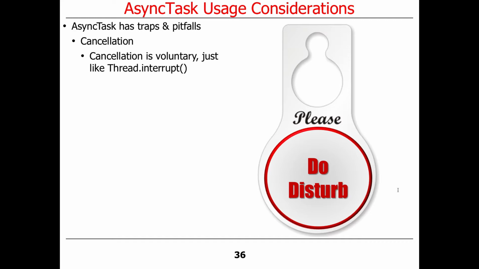So one of the traps and pitfalls is that cancellation is voluntary, just like thread interrupt is. So if you cancel an async task and the async task's doInBackground method never checks to see if it's been canceled, then cancellation won't actually do anything. It'll just make you feel like you did something. But it won't actually cancel anything.